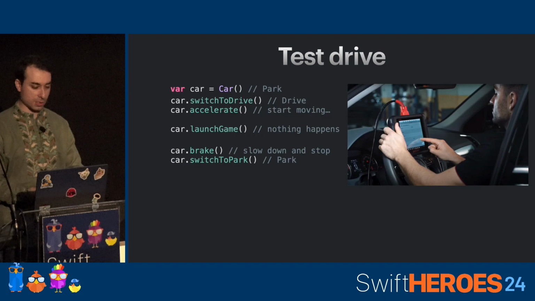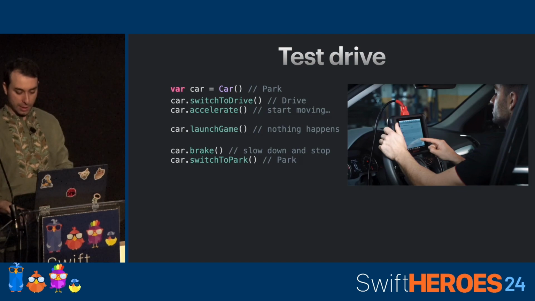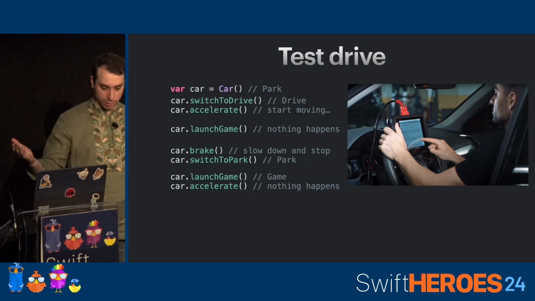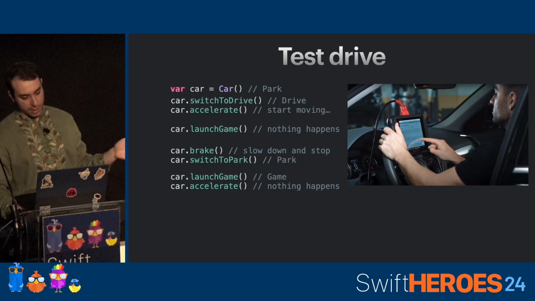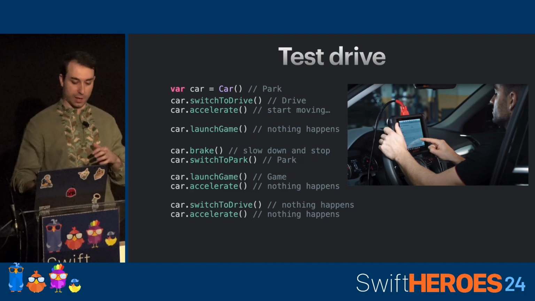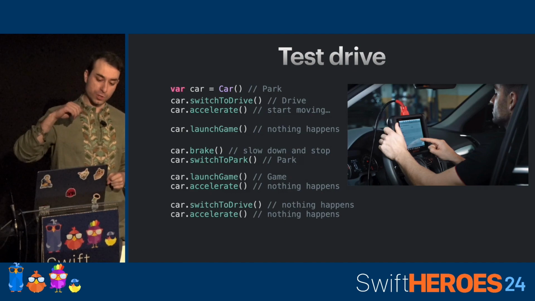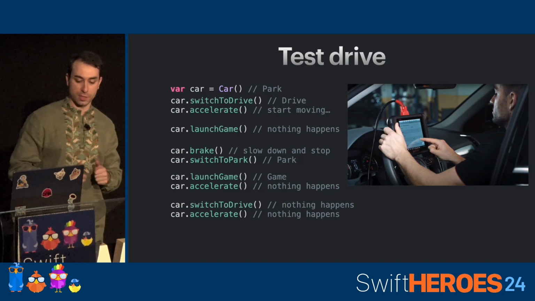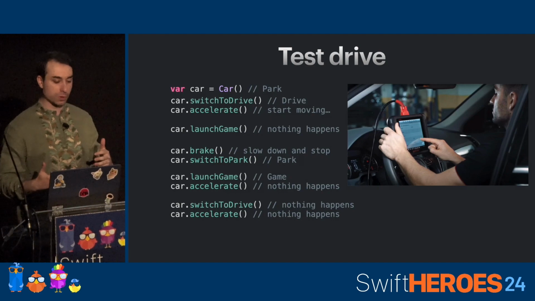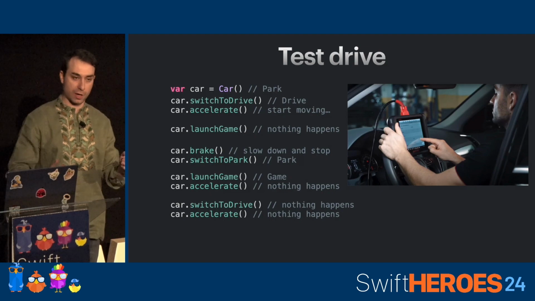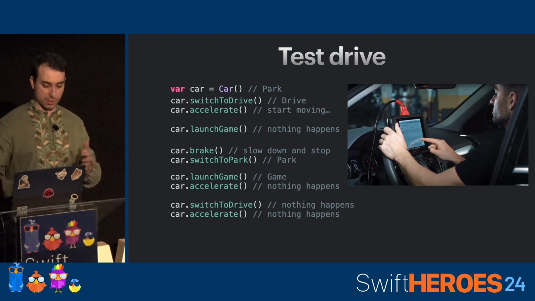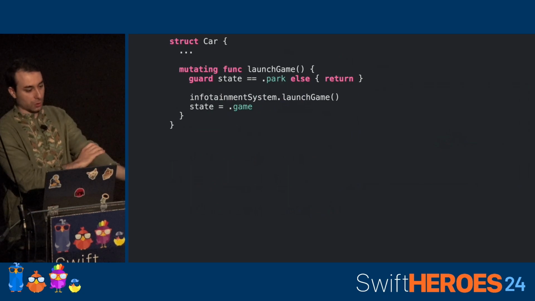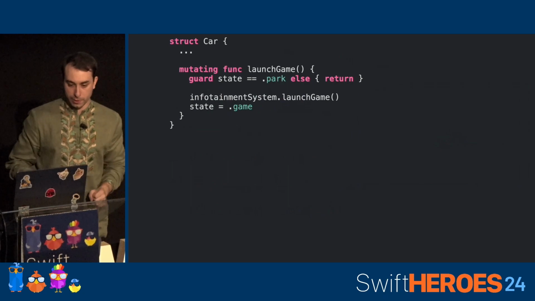So we brake, the car slows down, we switch back to park. Now when we are in park, we can try to launch the game again. Now the game launches, we accelerate, nothing happens because we're in the game mode. Then we try to switch back to drive while we're playing, and nothing happens. This is great because again, we never want to allow the car to switch into drive and start moving when we're playing the game. We must first switch back to park. Cool. So this is all good, right?